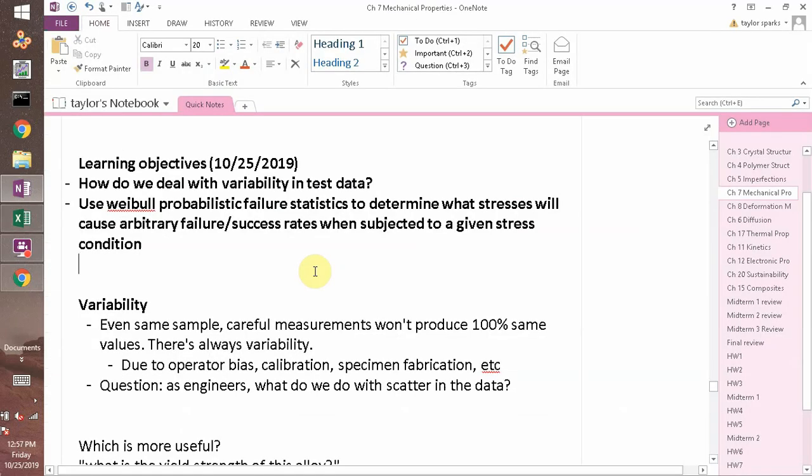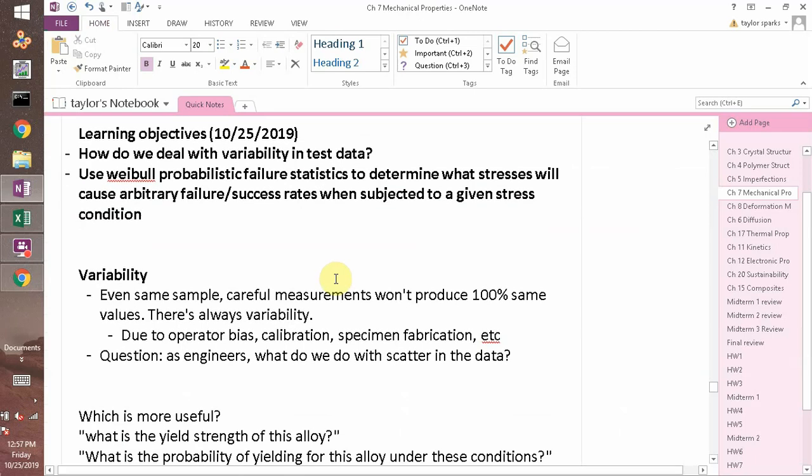So we'll come back to these numbers in a minute. So first objective for today is figure out what are we going to do with variability as we test data. Second off, we're going to use Weibull probabilistic failure statistics to determine the stresses that will cause arbitrary failure or success rates when subjected to a given stress condition. That's a mouthful. Basically, there is this mathematical approach that under any given stress, if you've done the Weibull approach, you can tell me what should be the failure rate, right?